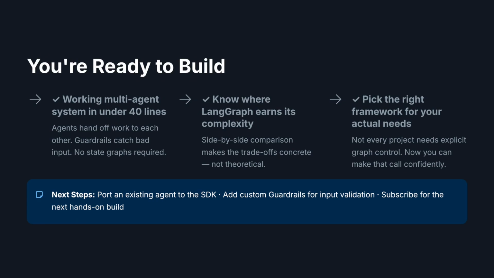Alright, so now you have a multi-agent system running on the OpenAI Agents SDK. Agents hand off work to each other, guardrails catch bad input and you wrote maybe 35 lines to get there. You also have the LangGraph version side by side, so you can actually see where the extra complexity buys you something and where it doesn't. Here's what I would do next. Take an agent you have already built and try porting it to the SDK. See if the trade-offs work for your use case.